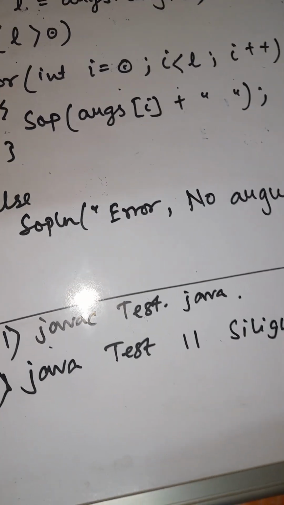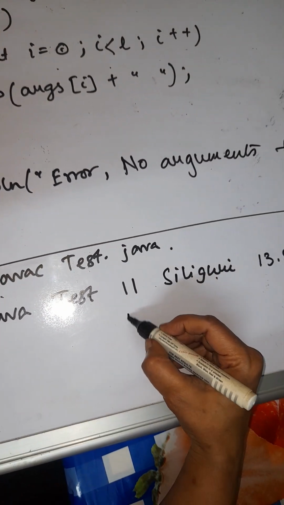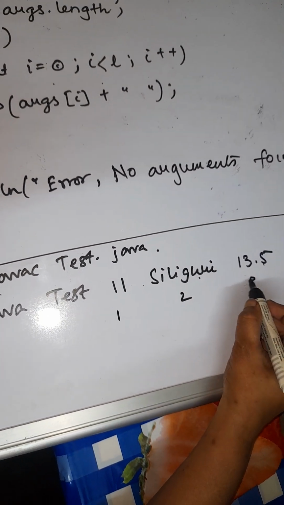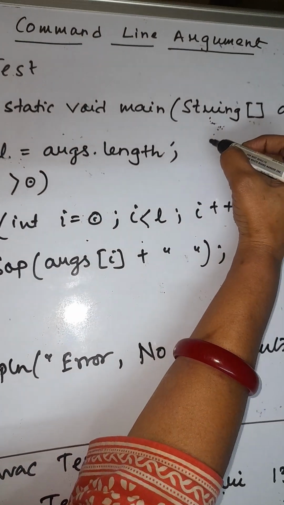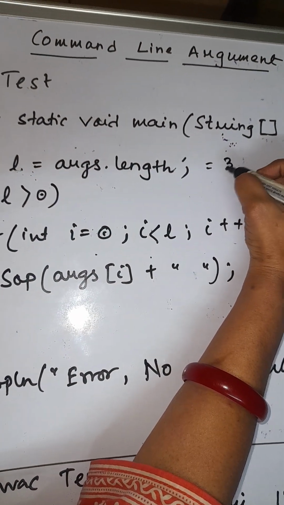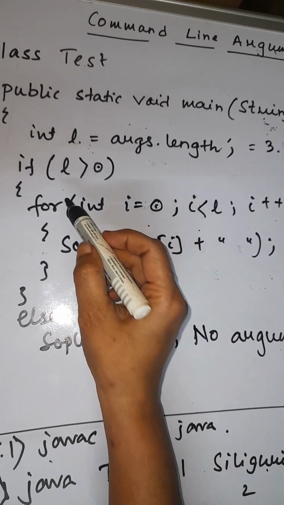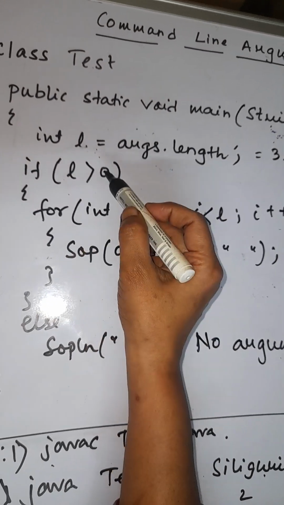So what is L now? L will be the number of arguments you passed, that is 1, 2, 3. So now L will be 3. Clear? Now L will be 3. Clear? So now L is greater than 0. So what is the value of L?